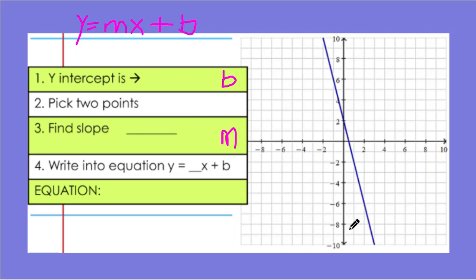All right, y-intercept is the easiest one to find because that's just where it crosses this up and down axis. So where does it cross that line at? It crosses right here. That's at 2. So my y-intercept is 2. So now I have 1 point. I got to find another point so I can find my slope.